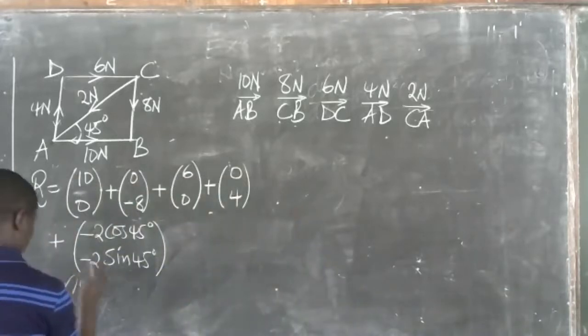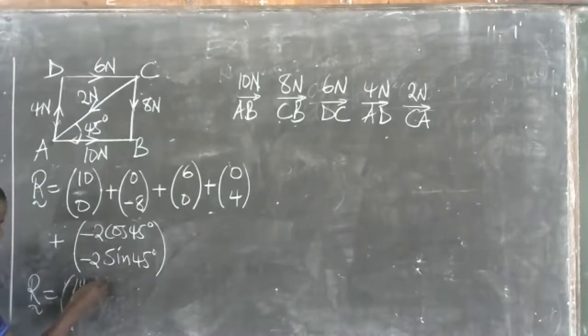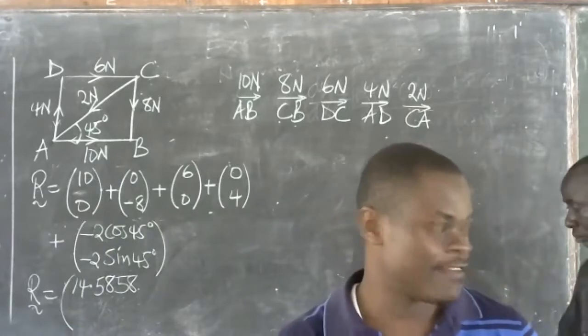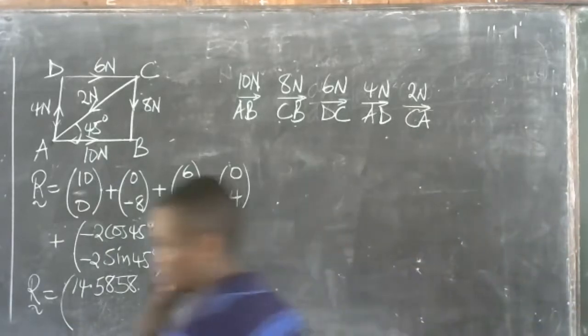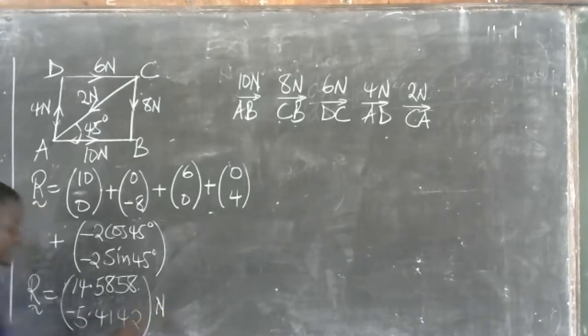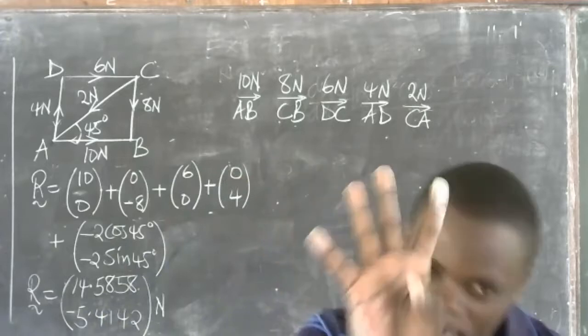14.5858. Right? So you confirm the horizontal component. We have 14.5858 positive. The vertical component, negative 5.4142 newtons. Please, a minimum of 4 decimal places.